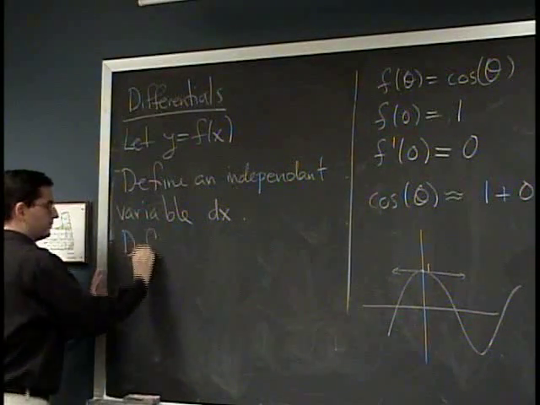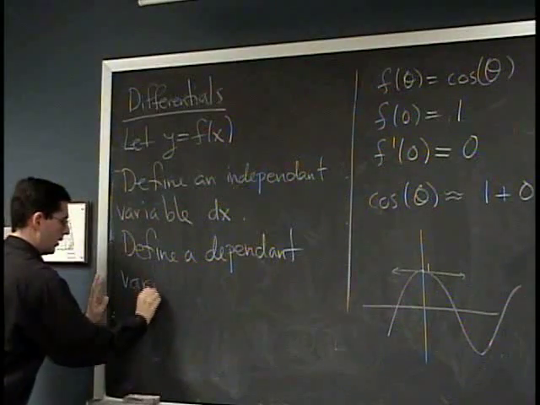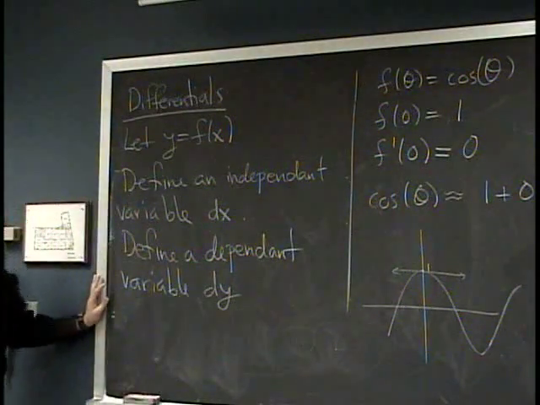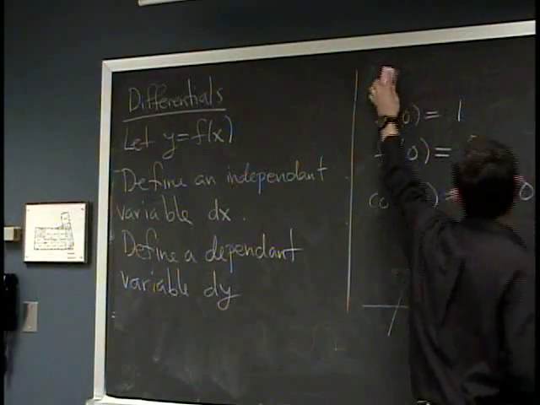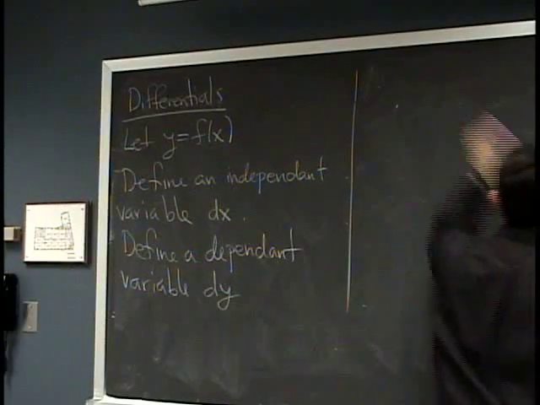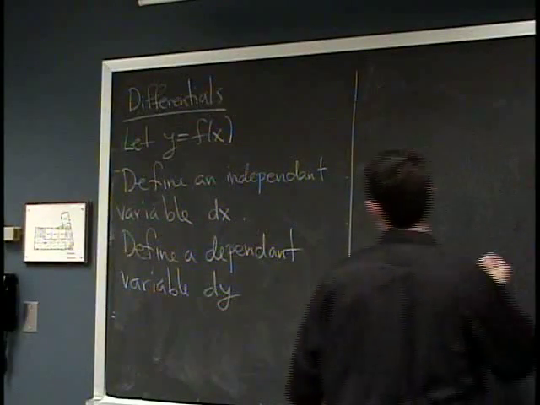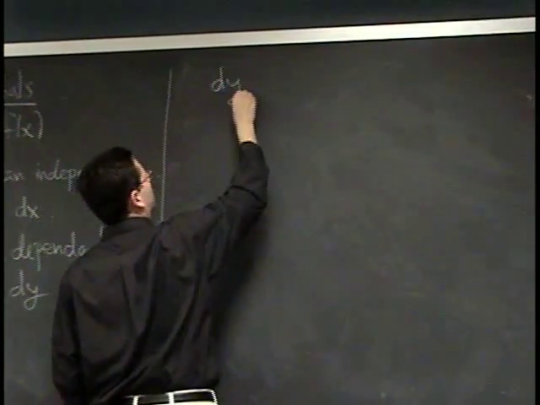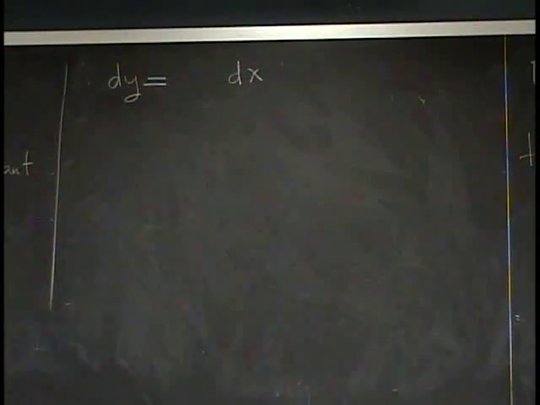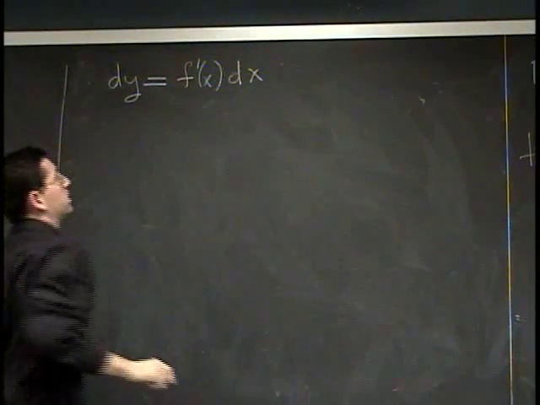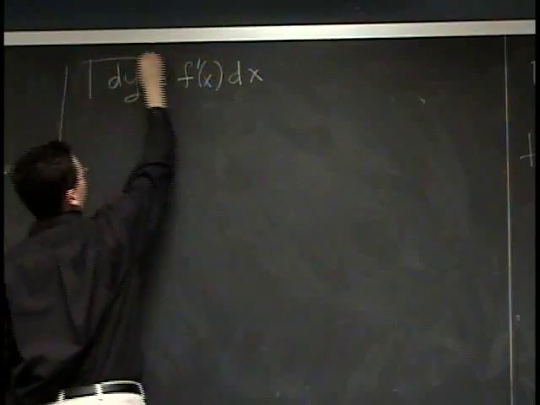I'm also going to define a dependent variable, and I'm going to call it dy. What is it dependent on? Take a guess. Yes, dx, very good. What is the relation between these two? If I'm claiming dy is dependent on dx, I have to give you some relation, to tell you how it's dependent upon it. So the equation which is going to relate them is the following. If I want to know what dy is, you tell me what dx is, and then multiply by the derivative, f prime of x. This is the equation which relates the two variables.